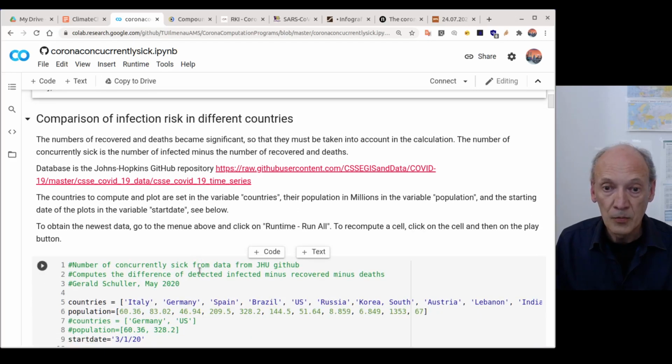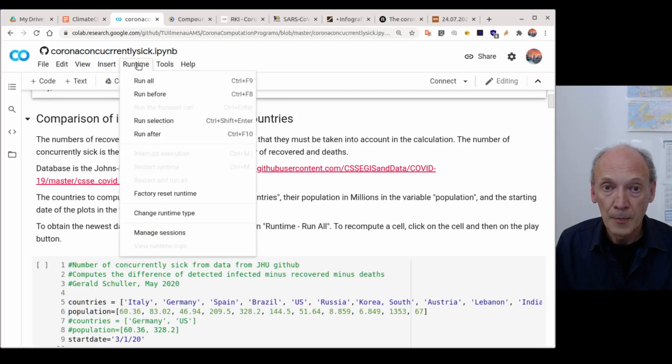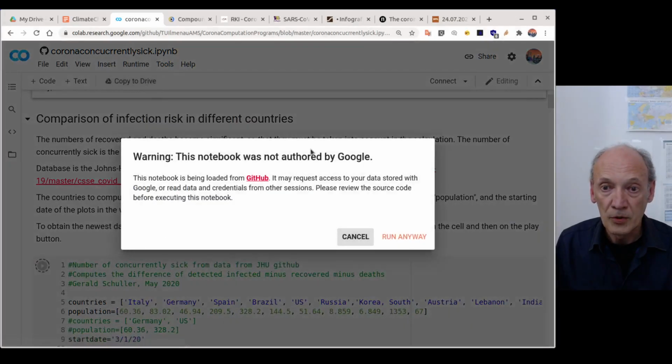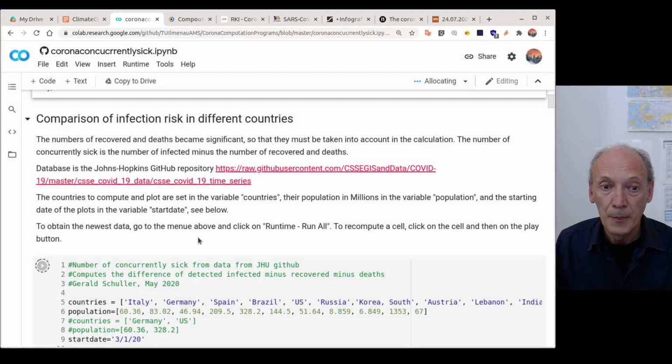And these programs which then follow can be run by using runtime, run all. So here you have runtime, and here you have run all. So let me just do it. Then you just have to click run anyway. And then you can see here in this symbol that it's running. Now it's running this first code block.